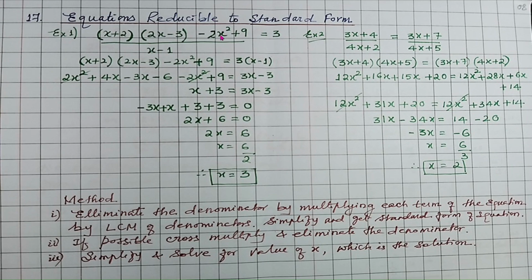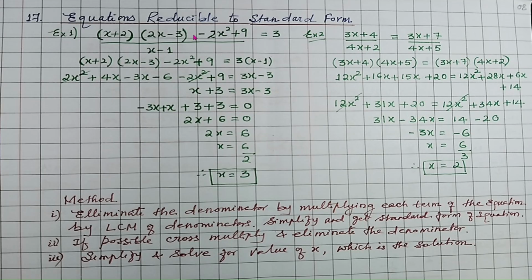If you are given an equation and you are asked to solve, first of all we have to reduce this given equation into a standard form and then solve it to get the value of x which satisfies the equation. Now let us understand with an example. In this example we have (x plus 2) into (2x minus 3) minus (2x square plus 9) upon (x minus 1) is equal to 3.